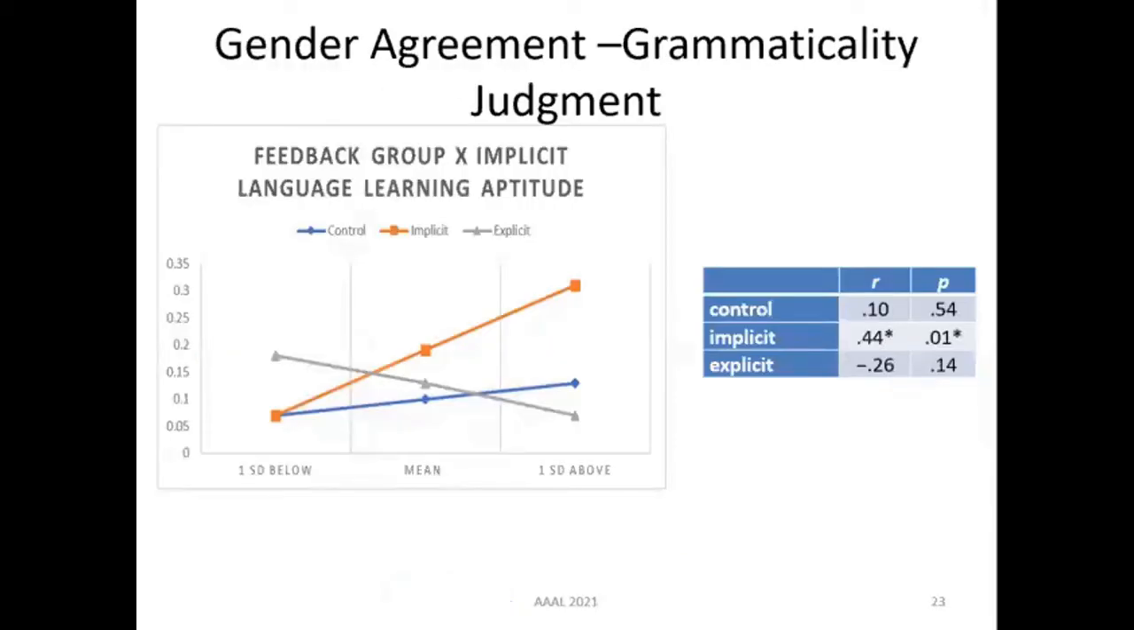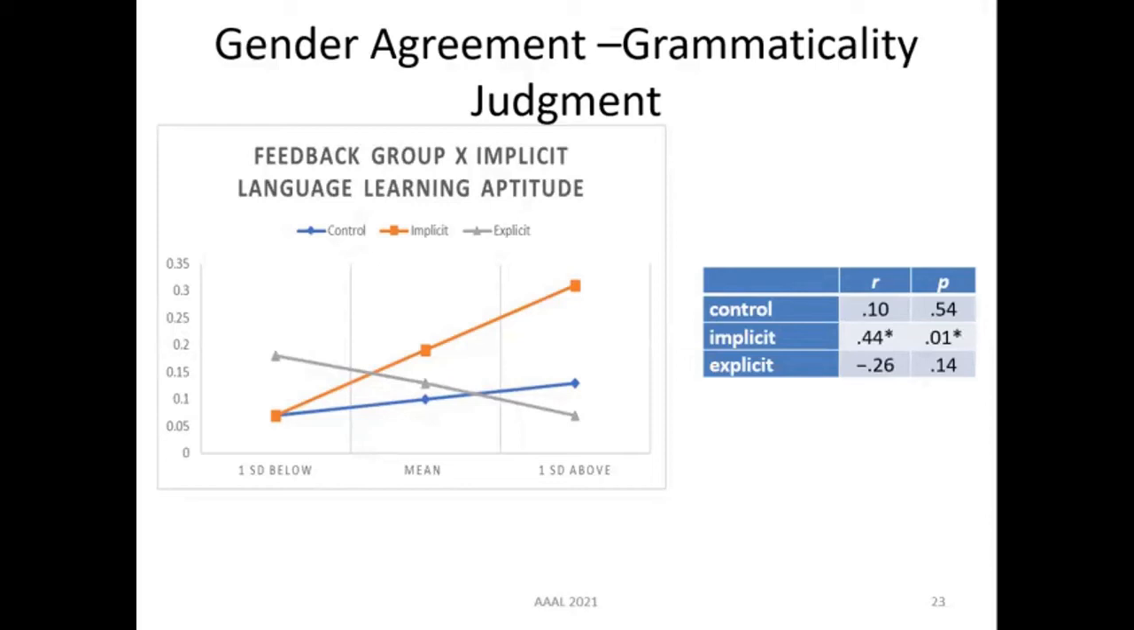So we found an interaction between implicit learning ability and group in gender agreement scores on the grammatical judgment test. We followed up on the interactions in 2 ways. We first ran correlations between learners' performance in each treatment condition and the cognitive ability. As can be seen in the table on the right, the only significant correlation was between implicit learning ability and learners' performance in the implicit feedback condition.